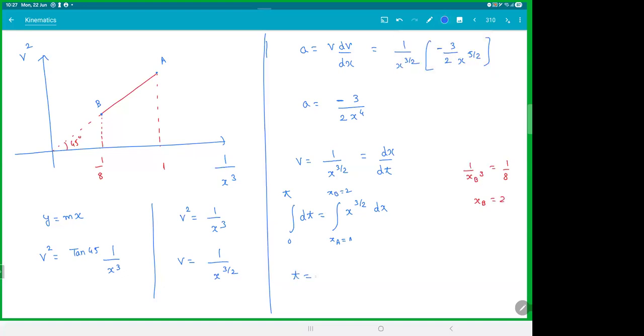Then you can integrate this. So this would be x power 5 by 2 by 5 by 2. Limits are 1 to 2. This is 2 by 5 times (2 to the power of 5 by 2 minus 1). That's your time.